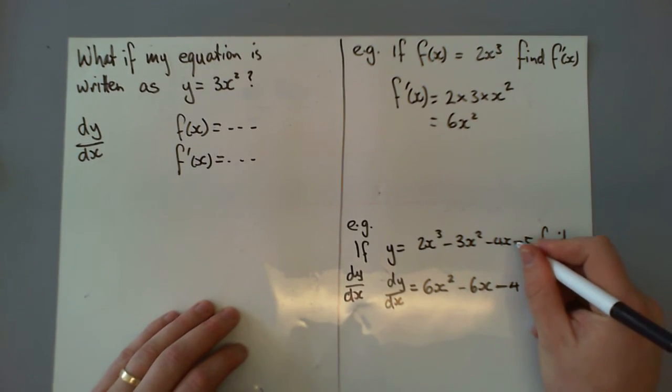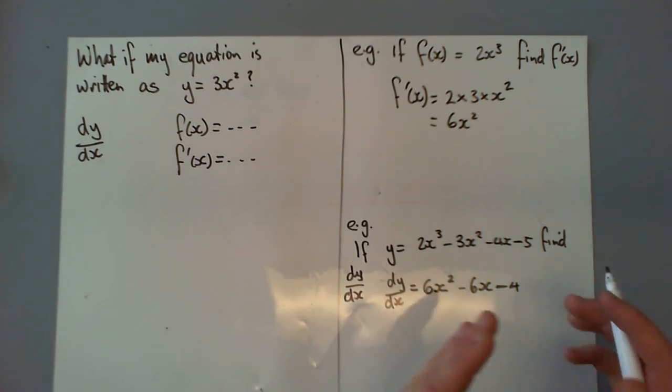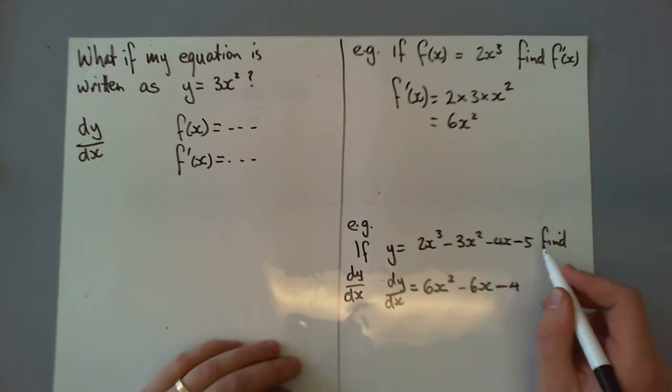Okay, so anytime we don't have an x in there, any term, we treat it like it was a constant, just a little separate function by itself, and we know that it's going to disappear.